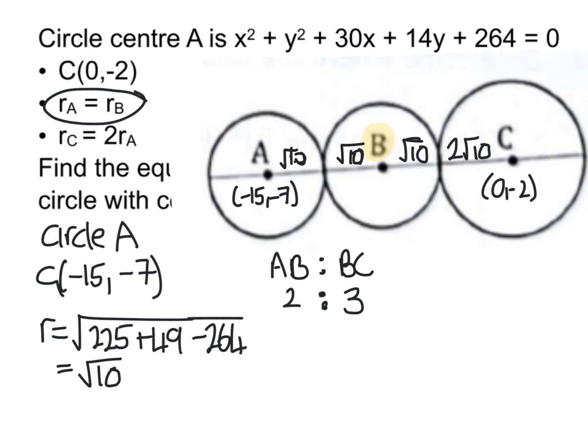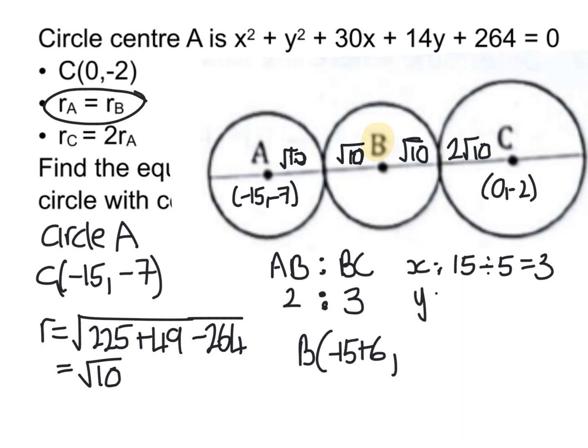So I'm going to look at the jumps from coordinate A to coordinate C, and I'm going to split the gaps in the ratio 2 to 3. The x coordinates are a jump of 15. 15 split in the ratio 2 to 3 would be dividing it by 5, which is 3. So each part is 3. To get from A to B, I'm going to have to add on 2 parts of 3, so I'm going to have to add on 6. So the coordinate of B would be minus 15, add on 6.